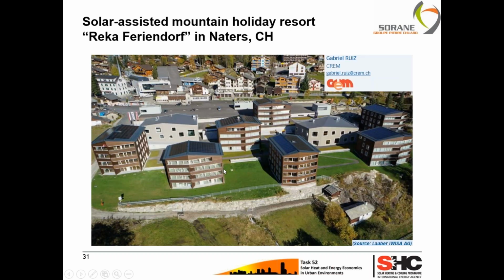I will finish my presentation with the 2 last Swiss case studies. Here is the solar-assisted mountain holiday resort Reka Feriendorf in Nates, with 50 flats connected to a common system. This one is quite sophisticated, as it uses hybrid solar thermal power, PV solar collectors, and heat pumps connected to boreholes. Using seasonal storage through boreholes, it was able to reach the impressive figure of around 65% of energy covered by solar.